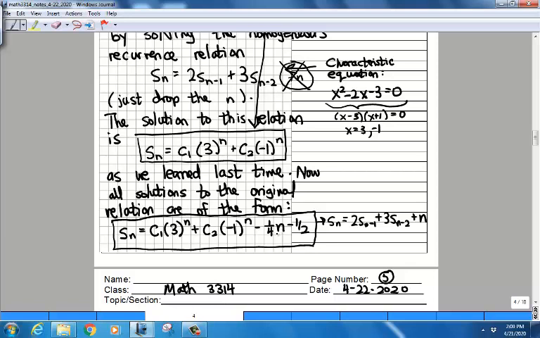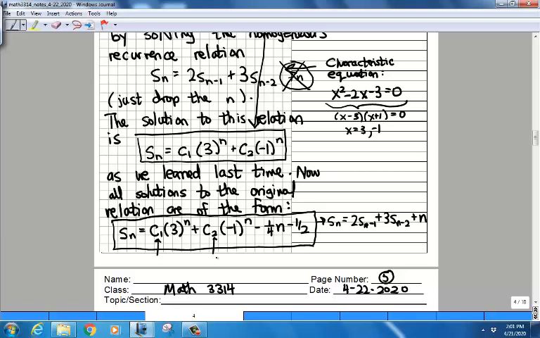Interesting. I'm not going to verify that now, but you can try verifying that by actually plugging this non-recursive formula into this recurrence relation, and you'll see indeed that this is going to be a solution to this non-homogeneous recurrence relation. By the way, now you're going to ask me, what is C1 and what is C2?